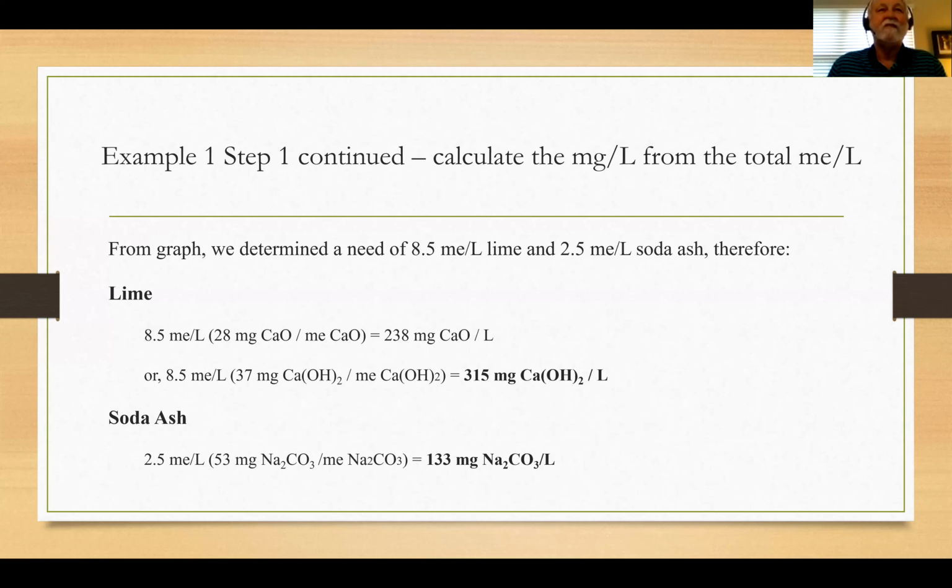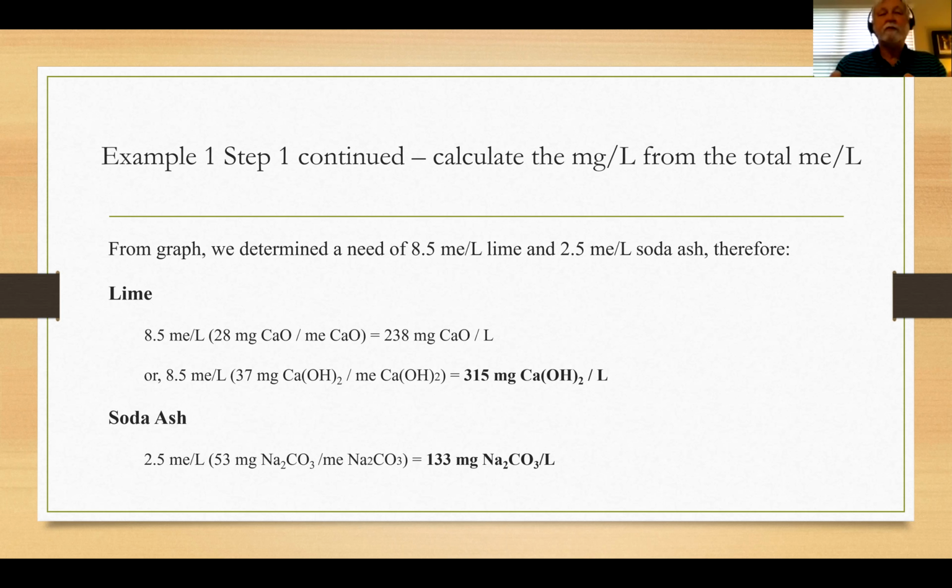Next slide. So here's kind of what we're doing. We're going to add 8.5 milliequivalents per liter, and that's lime, and 2.5 milliequivalents of soda ash. So if you're using quicklime, CaO, you've got 8.5 milliequivalents per liter. You multiply it by its equivalent weight, 28 milligrams per milliequivalent. The milliequivalents cancel out, and you end up with 238 milligrams of calcium oxide, quicklime, to soften this water fully.